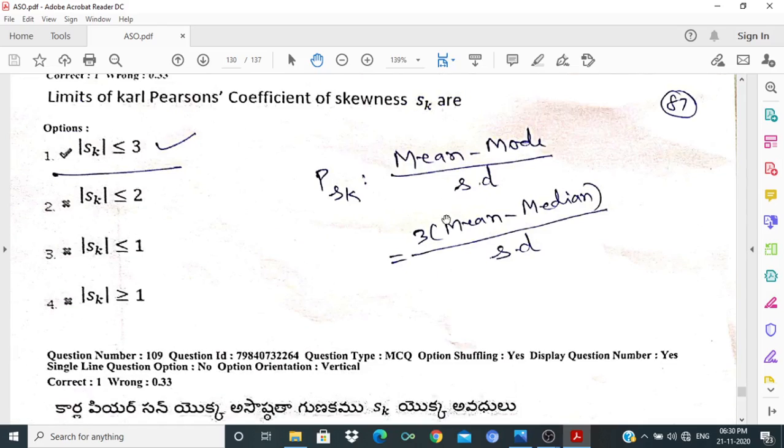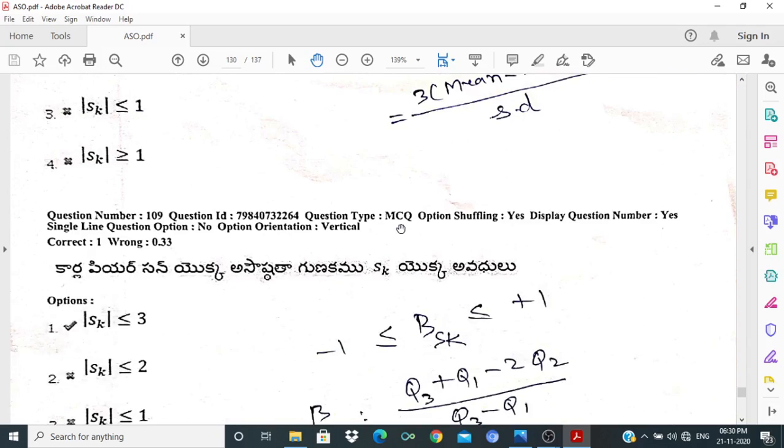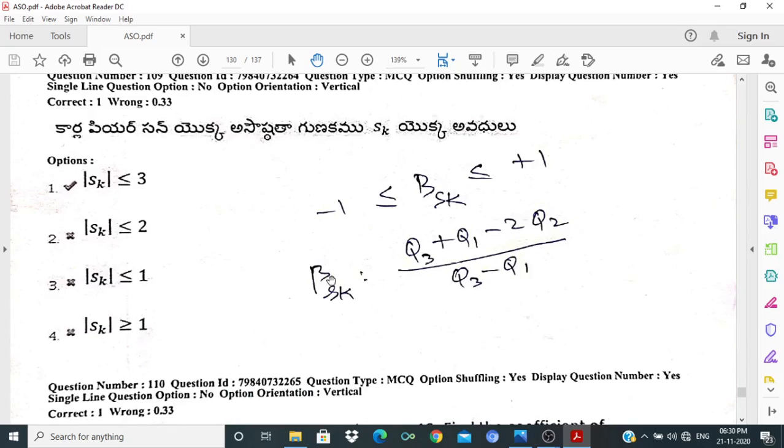I have given the formulas also. PSK means Karl Pearson coefficient of skewness: mean minus mode by standard deviation. If mode is ill-defined, 3 into mean minus median by standard deviation. This is BSK, whereas Q1, Q2, Q3 are the quartiles, first, second, third quartiles.